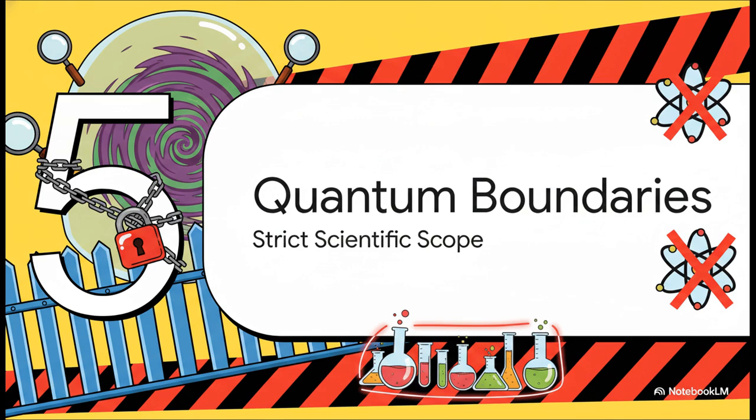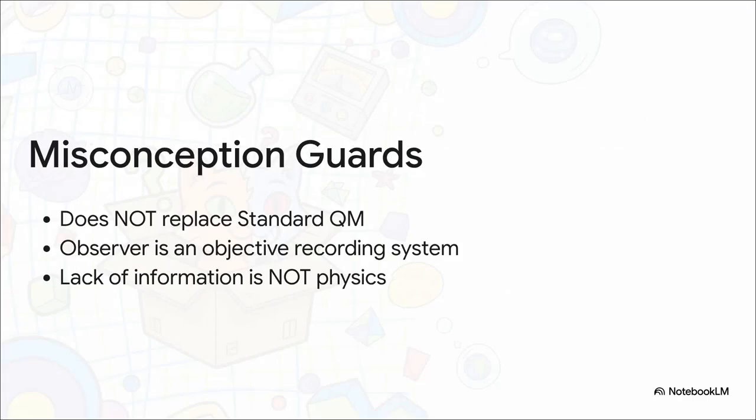Standard quantum boundaries. Before we wrap up, we need to establish some strict scientific boundaries, like a bold warning sign, so everyone understands the exact scope of what we've learned today. First, this framework does not replace standard quantum mechanics. Why? Because it doesn't change how atoms decay or how wave functions interact. It merely gives us a cleaner, more logical way to talk about who or what has recorded that decay.